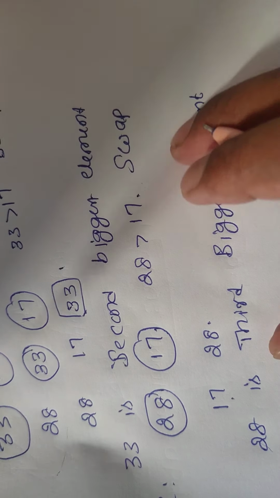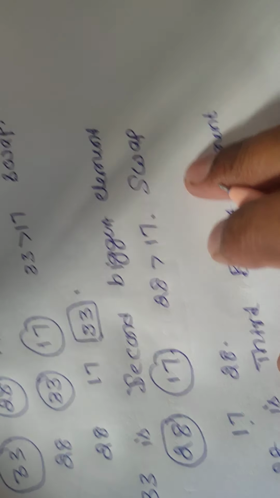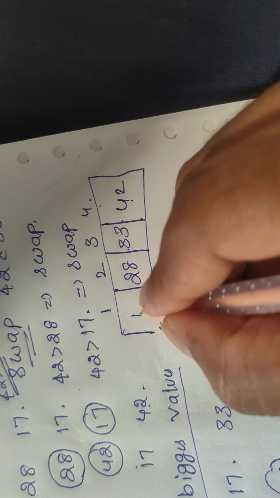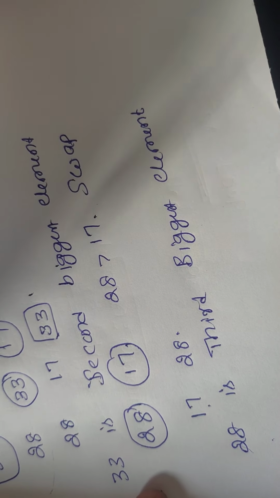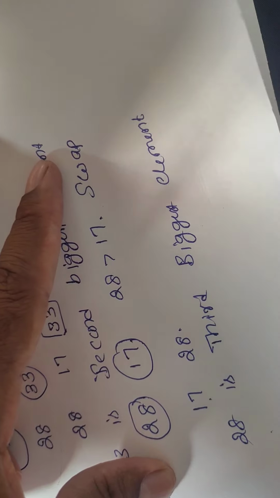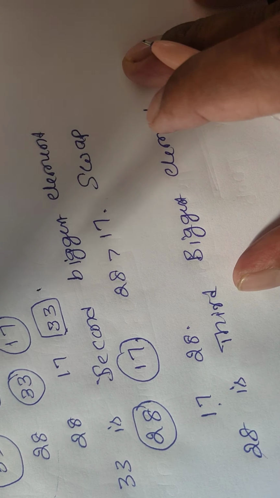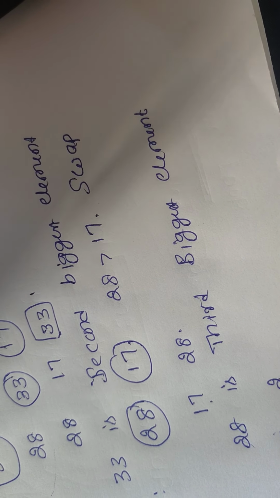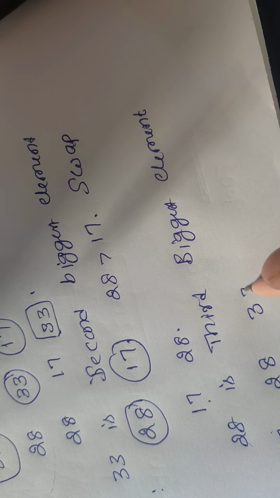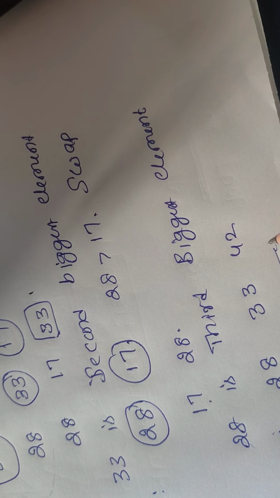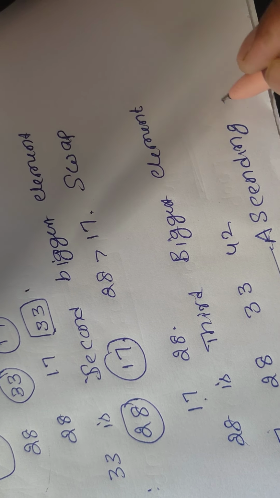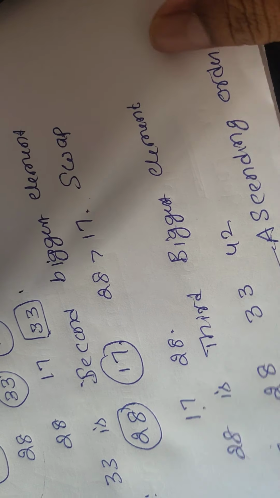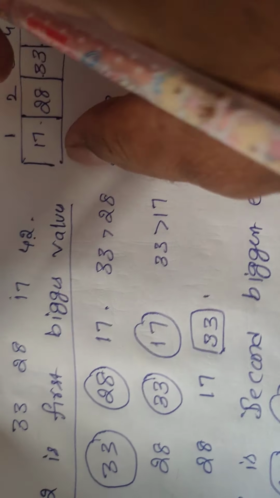Finally, we need not go to the next step; automatically we can confirm that 17 is in the first position. Now the values are arranged like this: 17, 28, 33, 42. This is an ascending order. This process is called bubble sort.